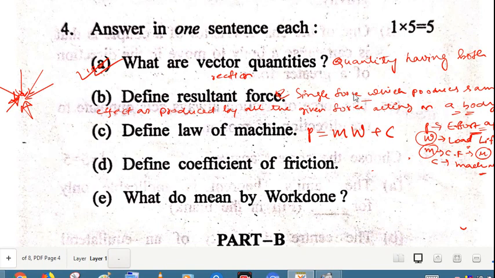So I have given in the definition here: single force which produces the same effect as produced by all the given forces acting on a body.